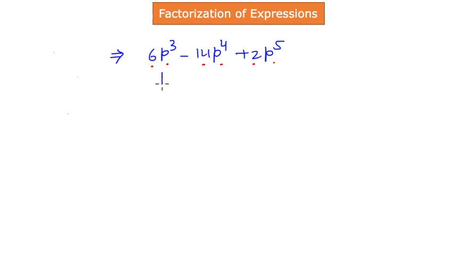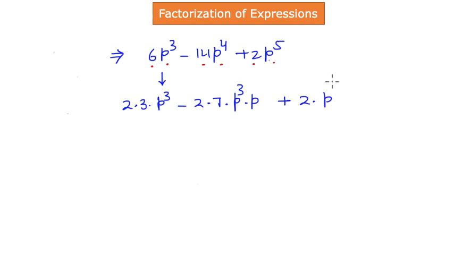So let us break down each term into its possible factors. It is 2 times 3 and then there is a p cube. Minus 14 can be written as 2 times 7, and p to the power 4 can be written as p cube and a p. And the last term can be written as 2 as it is.